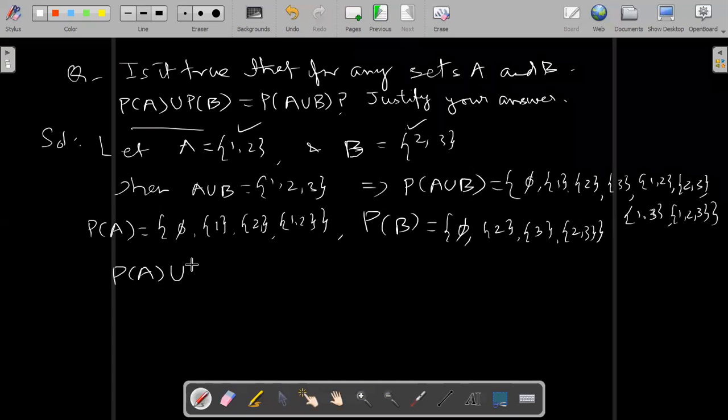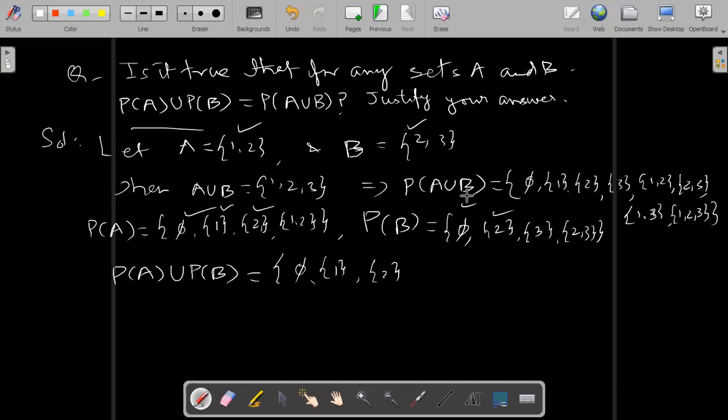Okay. Now we will see what is power set of A union power set of B, the union of the power sets. Please add them. So null set is there, null set is there, 1 is here, so we will write 1, 2. Both sets, we will write one time. Then 1, 2 is not there, so we can write 1, 2 here because we are adding. This is done. Now 3 and 2, 3. This is the power set of A union power set of B.